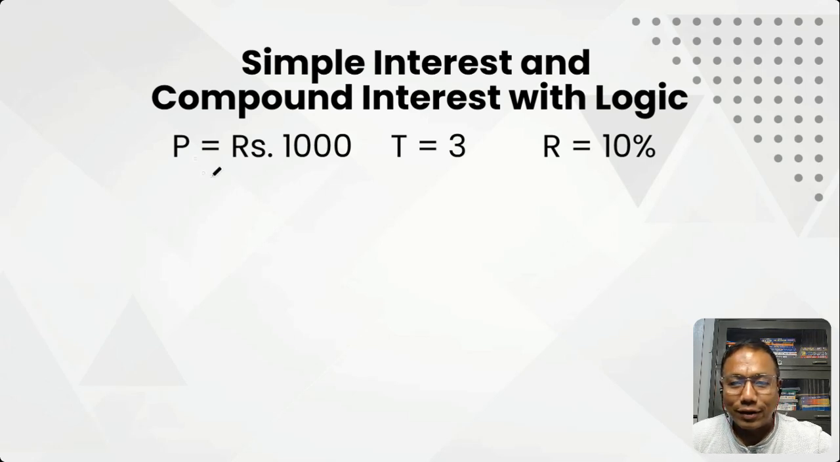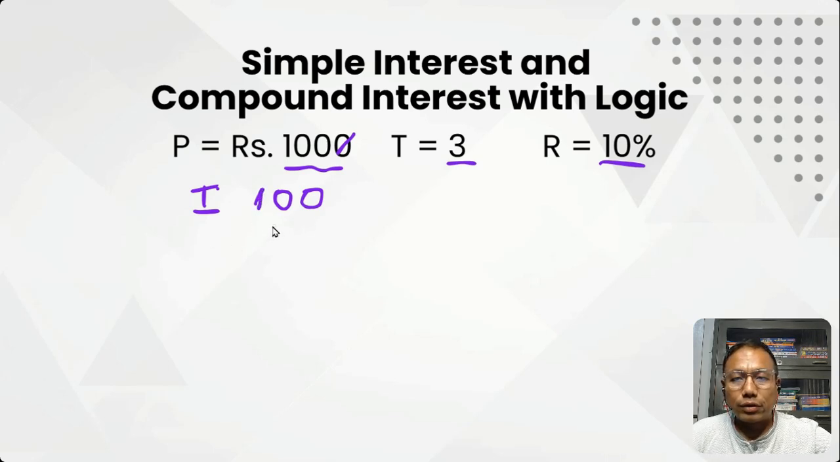Okay, you listen carefully. To make calculation easy, I'll take principal 1000 and rate 10%. Let's calculate it for 3 years. 10% of 1000 is, take out 10, that is 100. For the first year, simple interest of 1000 is 100 and compound interest is also 100. For this first year, simple interest and compound interest are same.